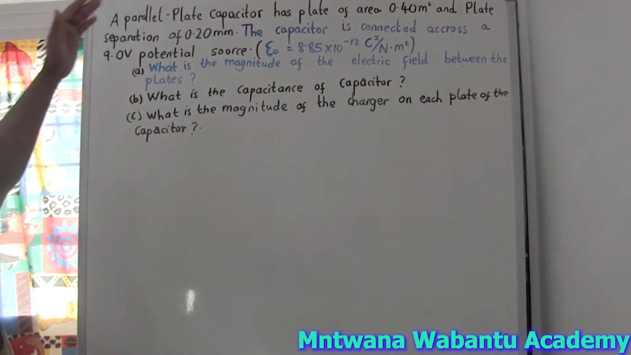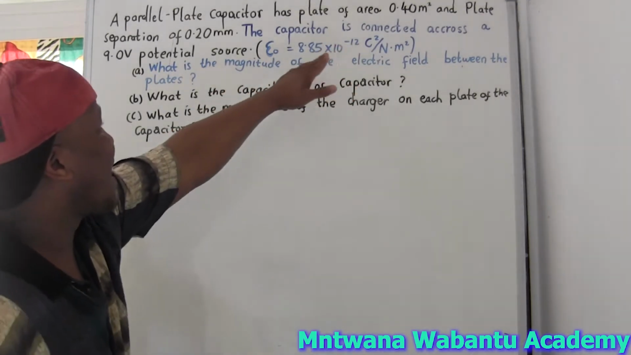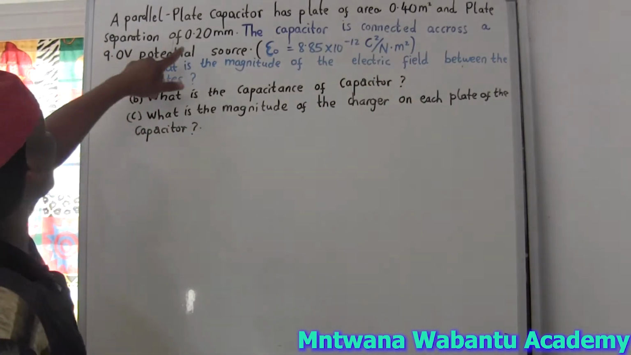So now they say parallel plate capacitor. So we have a capacitor, okay? It has plates with area. That capacitor has a cross-section area of 0.4 meters squared, and the plate separation is given.